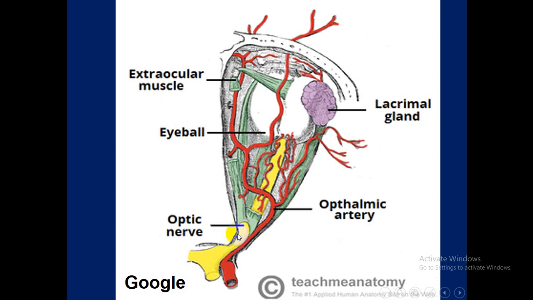It enters the orbit through the optic canal, carries with it sheath of dura mater, arachnoid and pia mater, وطبعا تحت الديورا ماتر عندي subdural space، وتحت الأراكنويد عندي subarachnoid space. فإذا أقول it carries with it sheath of dura mater, arachnoid and pia mater with extensions of subdural and subarachnoid spaces. مثل ما نلاحظ it runs anterolaterally and slightly downward.